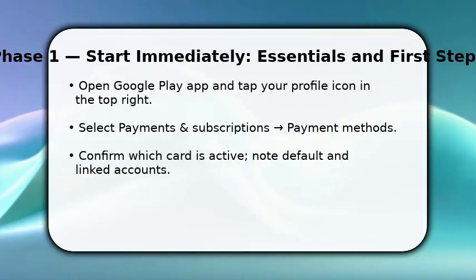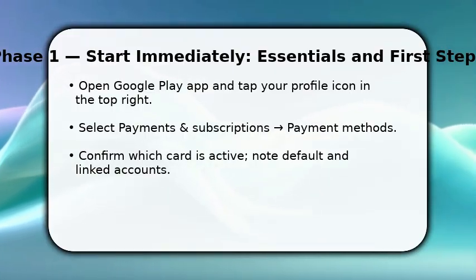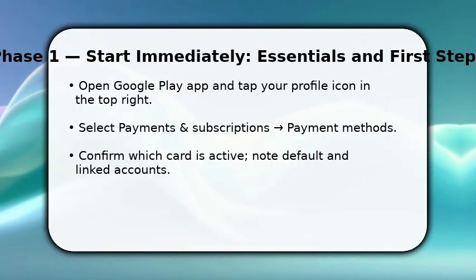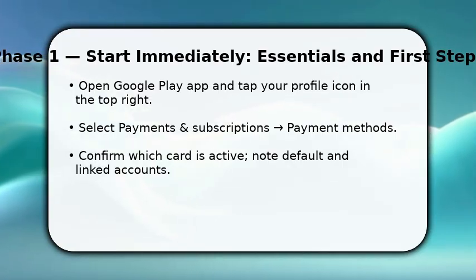You start in the Google Play app, tap your profile icon in the top right to open account options. Once there, choose Payments and Subscriptions, and then Payment Methods so you can see stored cards. You do this now because removing a card requires selecting it from the listed methods.